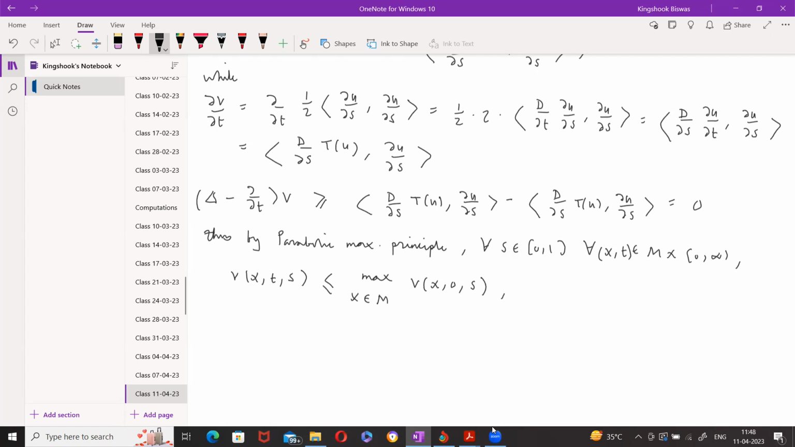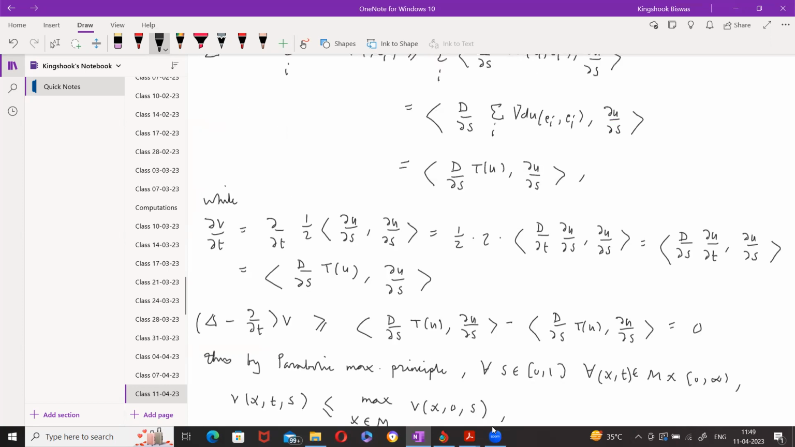So this is half the norm squared, less than or equal to the max of half the norm squared. So thus, the norm also satisfies this: norm of del u del s at x, t, s is less than or equal to the max over x in M of the norm of del f_s del s. Is this okay? So this finishes the proof of the first part, right?